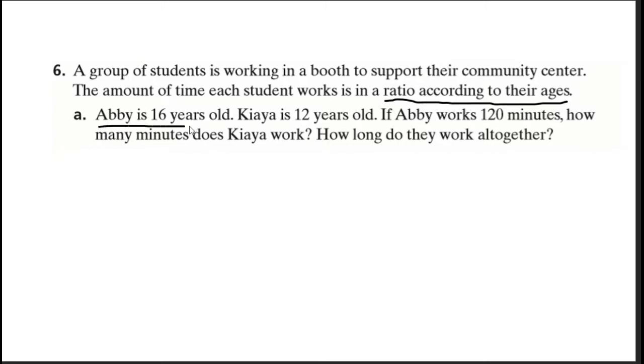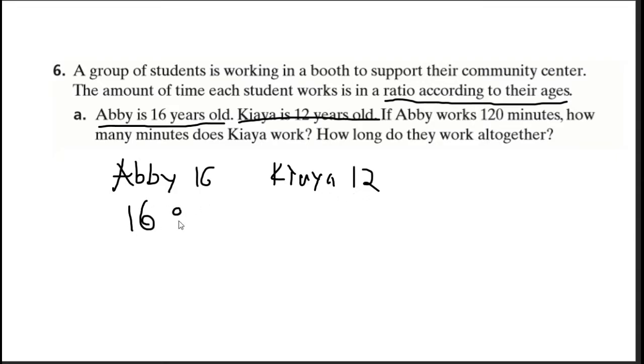So we see Abby is 16 years old, Kaya is 12 years old. So let's write that down. We know Abby is 16, and we know Kaya is 12. If you write it down as a ratio of 16 to 12, one way of translating this is saying for every 16 minutes that Abby gets to work, Kaya gets to work 12 minutes.